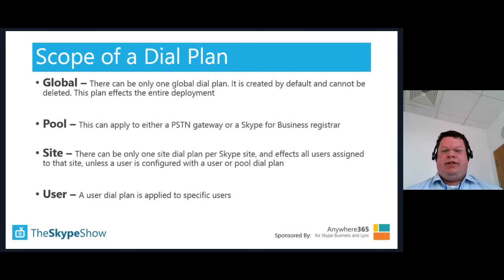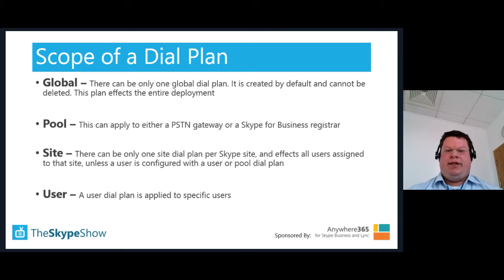The pool dial plan can be assigned to either the Skype for Business registrar pool, the front end pool, or to a PSTN gateway. And the site dial plan is assigned to the Skype for Business site and not the Active Directory Sites and Services. So when you look in topology and you see your Skype for Business sites defined, that's what the site is referring to.